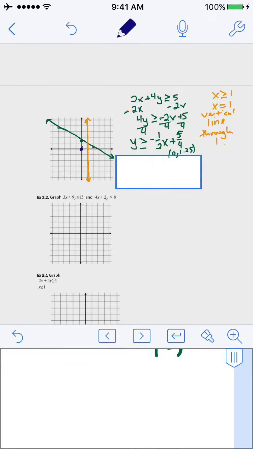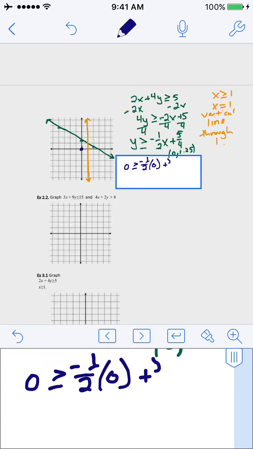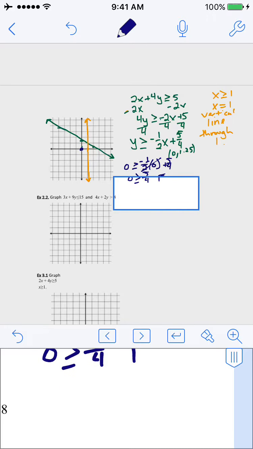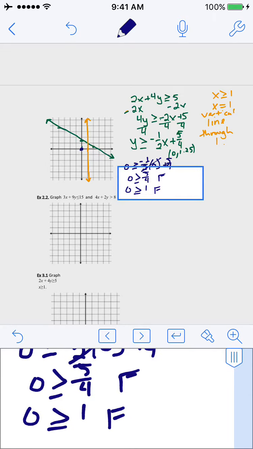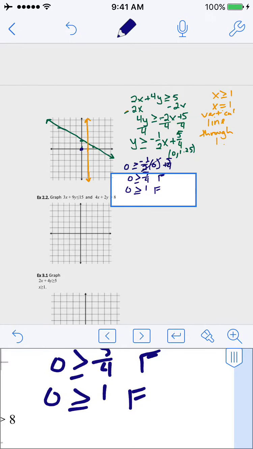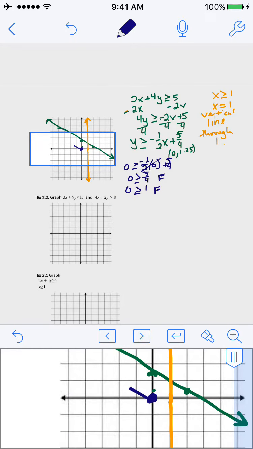Here we go. 0 is greater than or equal to negative 1/2 times 0 plus 5/4. That makes that go away. We get 0 is greater than or equal to 5/4. Is 0 greater than or equal to 5/4? No, that is a false statement, right? Let's test the other one out. 0 is greater than or equal to 1. Is that true? No, that's not true at all. So both of these give us false, right? And we kind of figured that from the get-go. Neither one of these we said was the true zone. So they both gave us false statements. So that's definitely not something we want to consider, right?